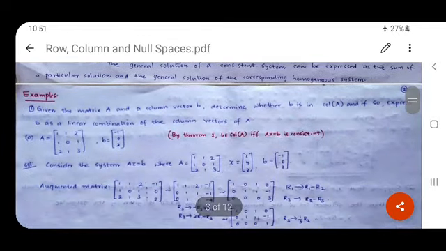Given the matrix A and a column vector b, determine whether b is in the column space of A, and if so, express b as a linear combination of the column vectors of A. So by the first theorem, this is possible if and only if Ax equal to b is consistent. That means b is in the column space of A if and only if Ax equal to b is consistent. So it is enough to verify whether Ax equal to b is consistent or not using the methods we have already studied.